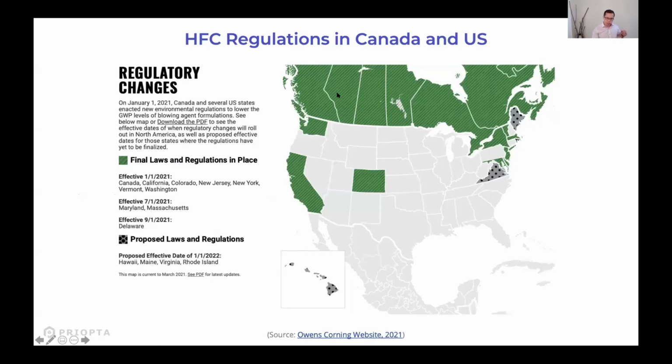This was from Owens Corning's site. So you can see all of Canada is covered with regulation. Some other states have final laws and regulations in place, and some have proposed laws and regulations. With final laws, there's Canada, California, Colorado, New Jersey, New York, Vermont, Washington, Maryland, Massachusetts, Delaware, and then proposed are Hawaii, Maine, Virginia, Rhode Island. So if you're doing projects that aren't in these regions, I would really strongly specify that the XPS and the spray foam coming onto your projects don't have those blowing agents.